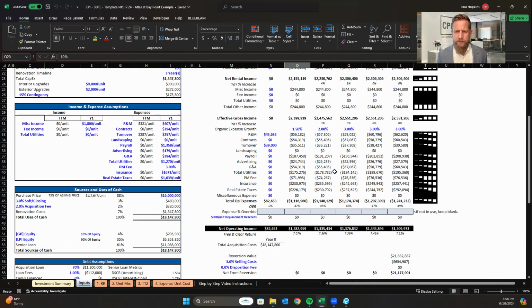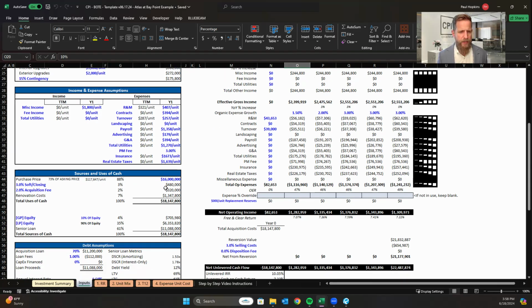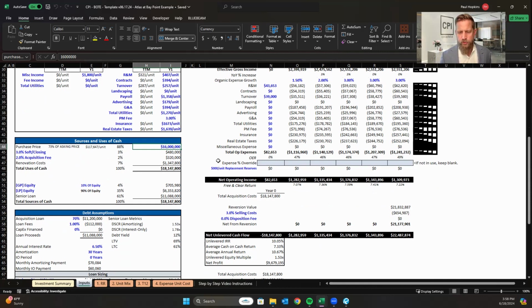Okay. All right. So you continue to enter in that information and comparing it to basically your expenses here. And then when you come down to the sources and uses of cash, this is where you kind of change your purchase price to get the returns that you're looking for.